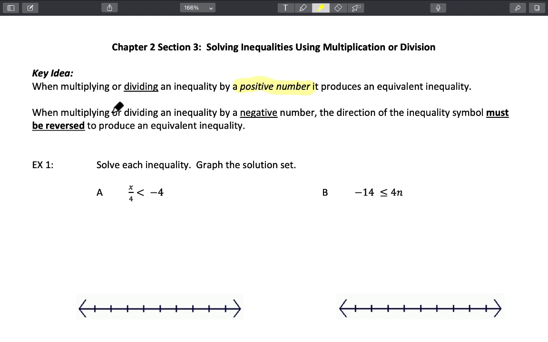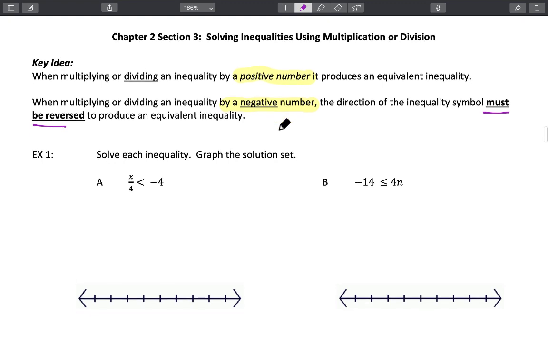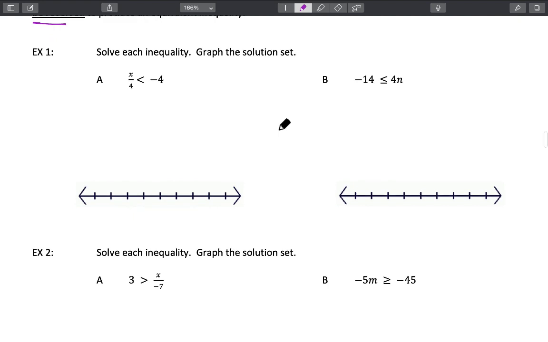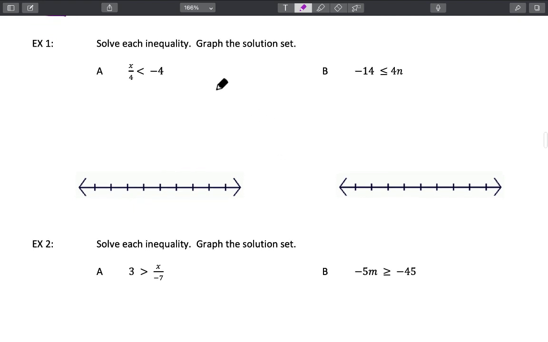However, and here comes the big but, when multiplying or dividing an inequality by a negative number, the direction of that inequality symbol must be reversed to produce an equivalent inequality. So keep that in mind when multiplying or dividing by a negative number. You have to change the direction of the inequality sign. Let's do a few examples and you'll see what we mean.